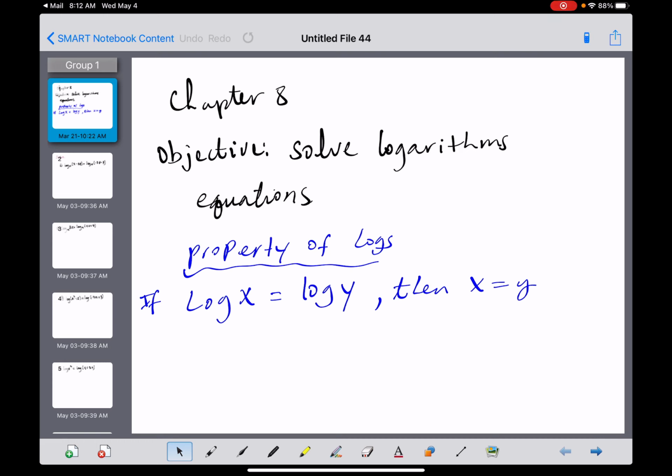Okay guys, in this chapter we are still solving log equations, and in this property right here, notice that if you have log x equals log y, then you can say that x equals y, given x and y have to be greater than 0. Okay, if it's less than 0, it would be no solution. So keep that in mind.